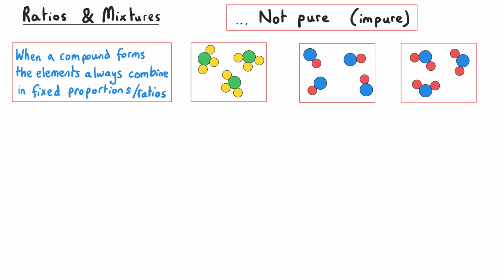In compounds, the elements always combine in fixed proportions or in a fixed ratio.